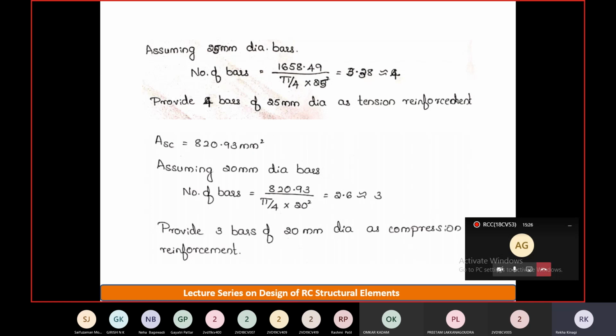The next thing is Asc. Even for Asc, we assume the diameter of bar, and 20 mm is considered. Since Ast is more, we considered the larger diameter; Asc is lesser, so we consider the smaller diameter bar. Considering 20 mm diameter bar, we calculate the number of bars, and here we get approximately 3 bars. So provide 3 bars of 20 mm diameter as compression reinforcement.